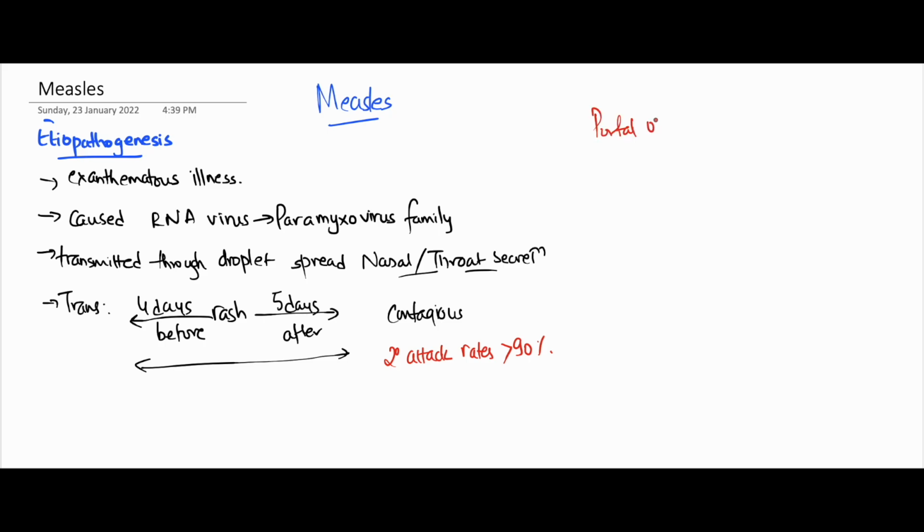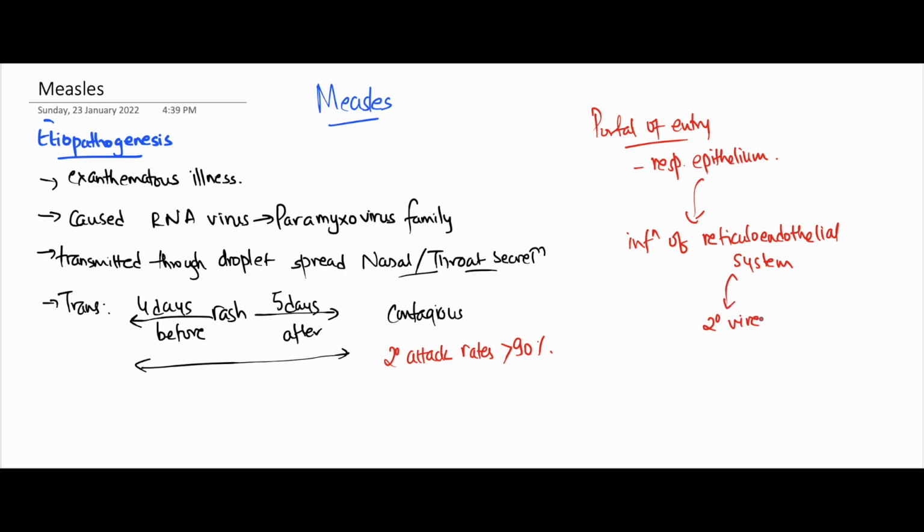The portal of entry is the respiratory epithelium. Okay, it spreads through the respiratory epithelium. So the primary viremia occurs, resulting in infection of the reticuloendothelial system, and it is followed by secondary viremia. Okay, so the incubation period of measles is 10 days.